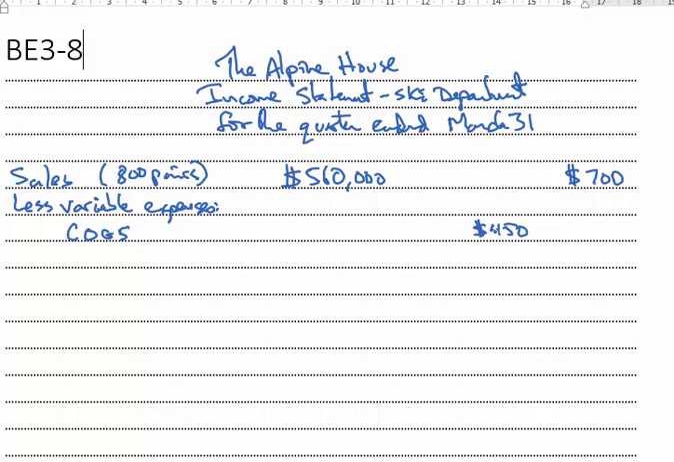So 800 times 450 gives me a variable cost of goods sold of $360,000. But if we look at the problem, it says cost of goods sold $390,000. So clearly this is the variable component, and there's maybe $30,000 in there for some other fixed element of cost of goods sold. We'll worry about that when we deal with fixed costs next.